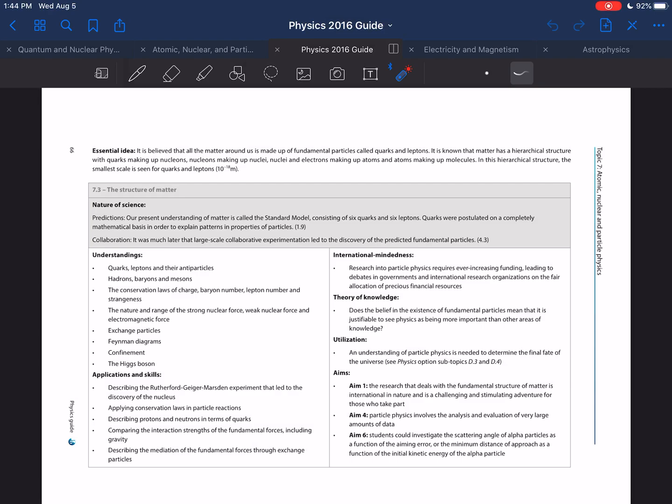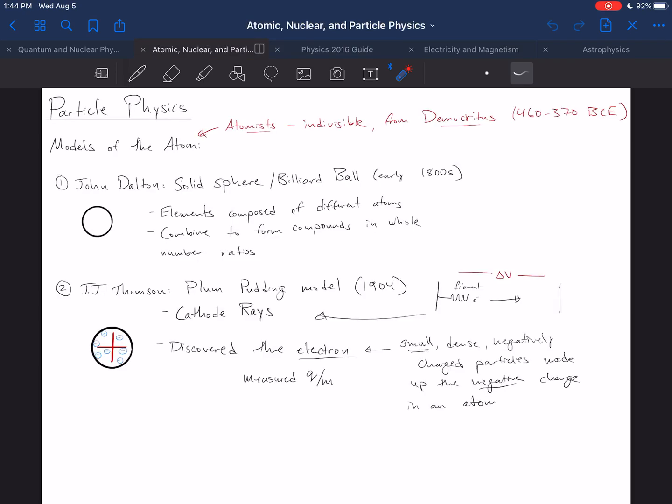Hello everyone. In this video we will begin to examine topic 7.3, the structure of matter, and in particular we will begin to discuss the models of the atom. So topic 7.3 takes us to our most advanced physics.